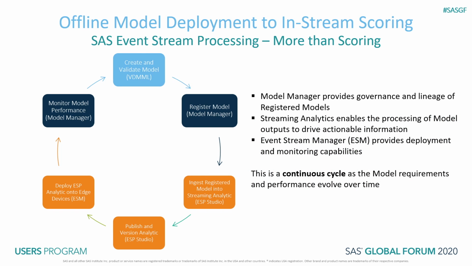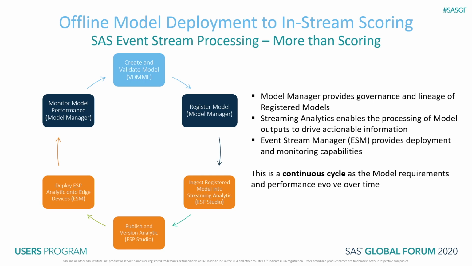Great. So now we have our model. And now the question is, how do we get that model to score in real time? So here we have a simple flow to show that process with 3 key steps. First is the model manager, where we have our stability monitor model registered, which provides the governance and lineage, and that model can be used in multiple places downstream, including SAS Event Stream Processing.